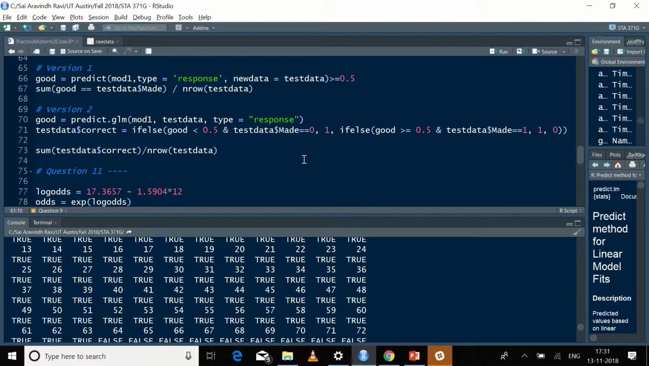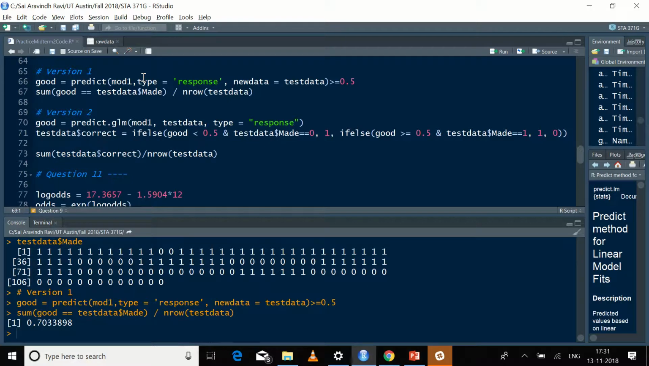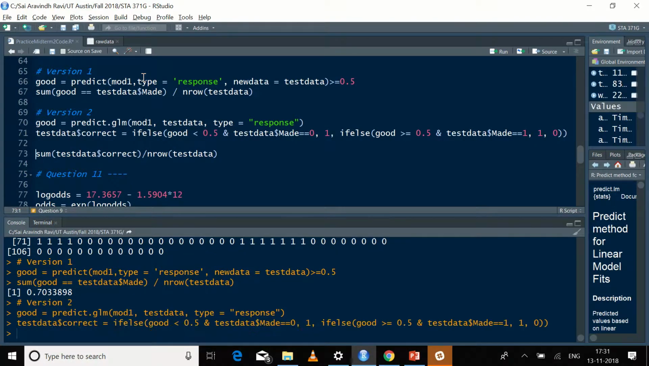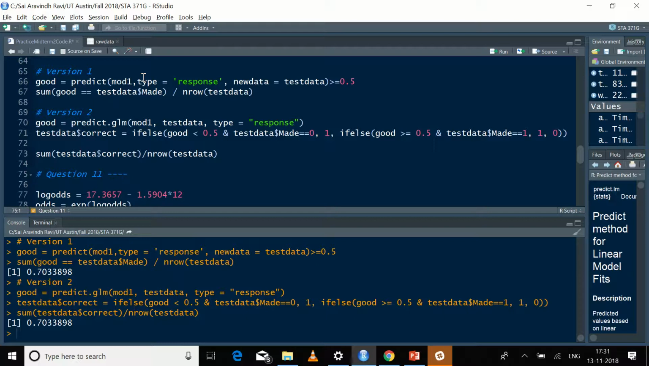Question. So both these versions would give you the same answer. I'll print them out for you. So it's 0.7033 using version 1 and 0.7033 using version 2. All right, let's move on to the next question.